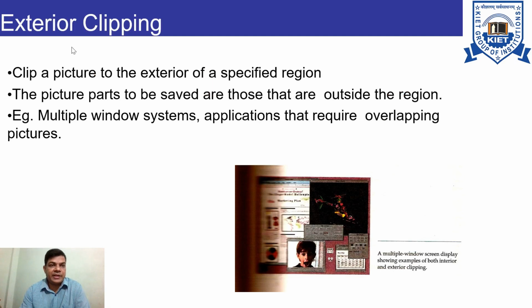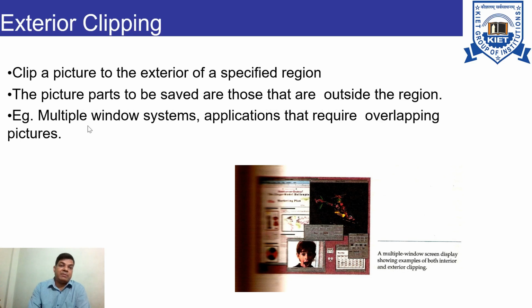Then we are having exterior clipping. Exterior clipping is just the opposite of interior clipping. So in exterior clipping, whatever portion is inside the window, we are not displaying, and the portion which is outside the window, we will keep for display. Clip a picture to the exterior of a specified region. The picture parts to be saved are those that are outside the region.